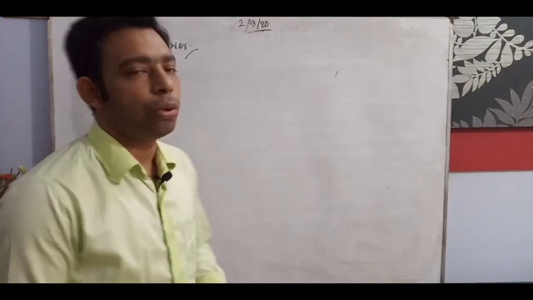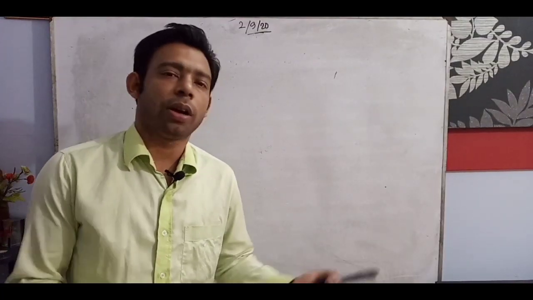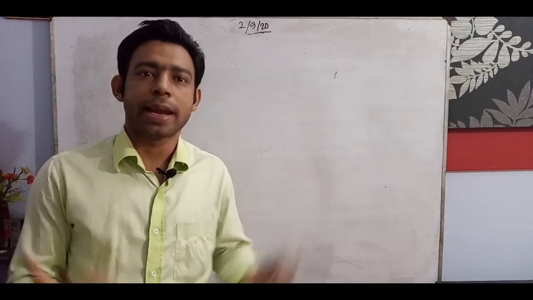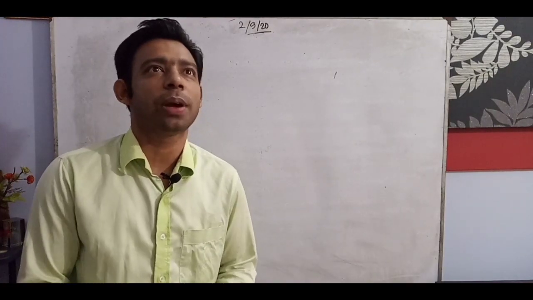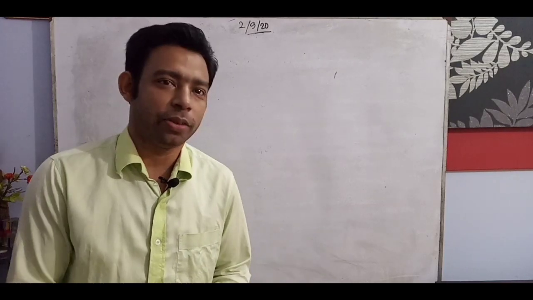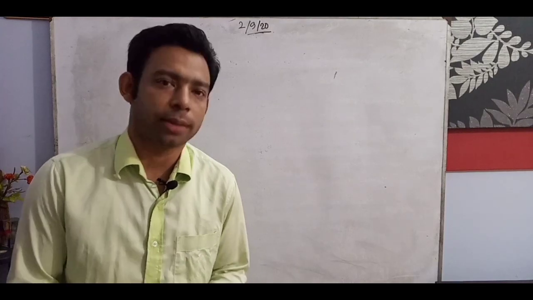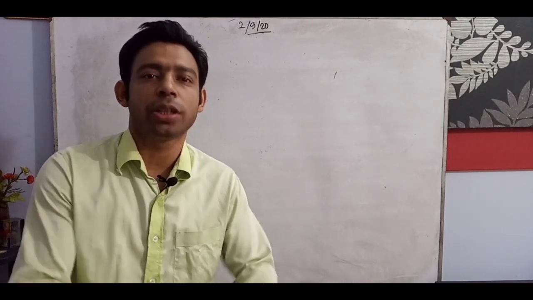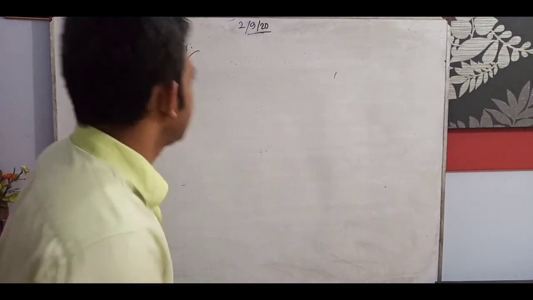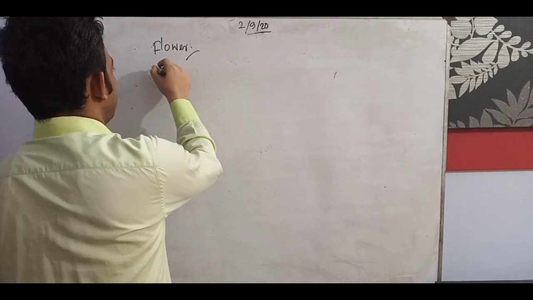Many of you don't know what a flower is. When anyone asks what a flower is, no definition comes instantly. We don't know actually. But if it is asked for 1 mark, what is a flower, what will you write? You must write there: the reproductive part or organ of the plants.